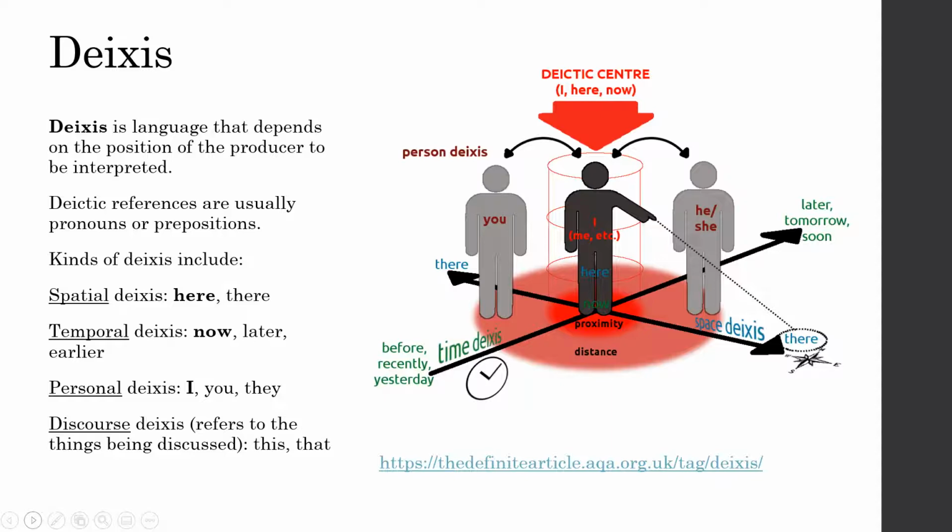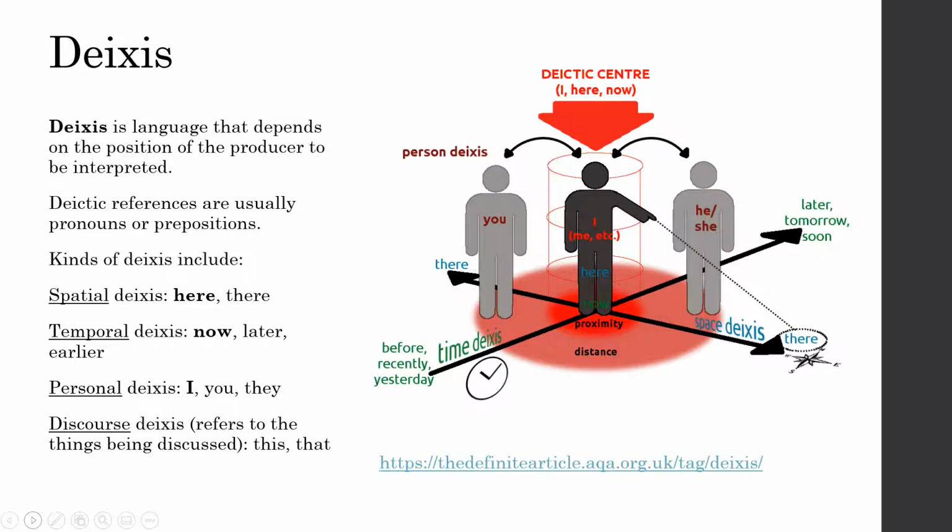But of course, we can also use language to look forward and backwards in time, to look away from us in spatial dimensions, and also to look at different people. So these are different kinds of deictic reference, and these include spatial deixis, for example, here and there, temporal deixis, now, later, earlier, personal deixis, I, you, they, the first, the third, the second person, and also we have discourse deixis, which can refer to things being discussed. This idea is better than that idea because.